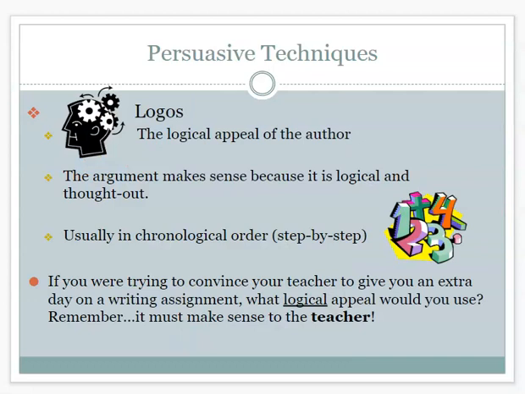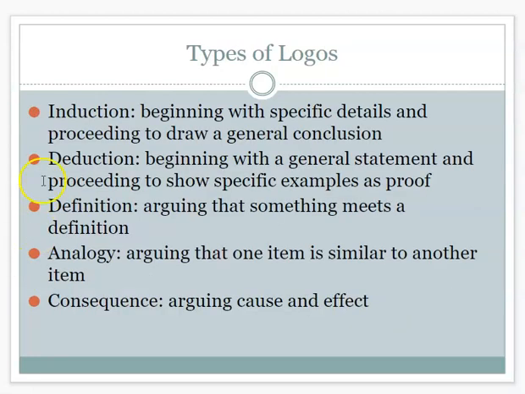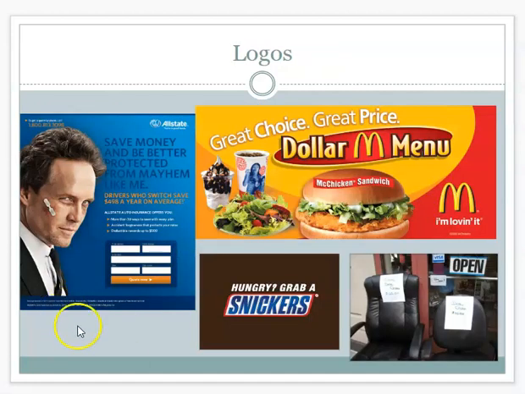Then you have the logos technique, which is the appeal to logic. The argument makes sense because it's logical and thought out. Some examples that you might see: they begin with specific details and then draw a general conclusion. Deduction is another way. They begin with a general statement and then show specific examples. They give a definition and argue that something meets a definition, and then they show cause and effect or use analogies to prove their point. These are just some examples here. Makes sense. If you're hungry, what should you do? You should eat something. Grab a Snickers.